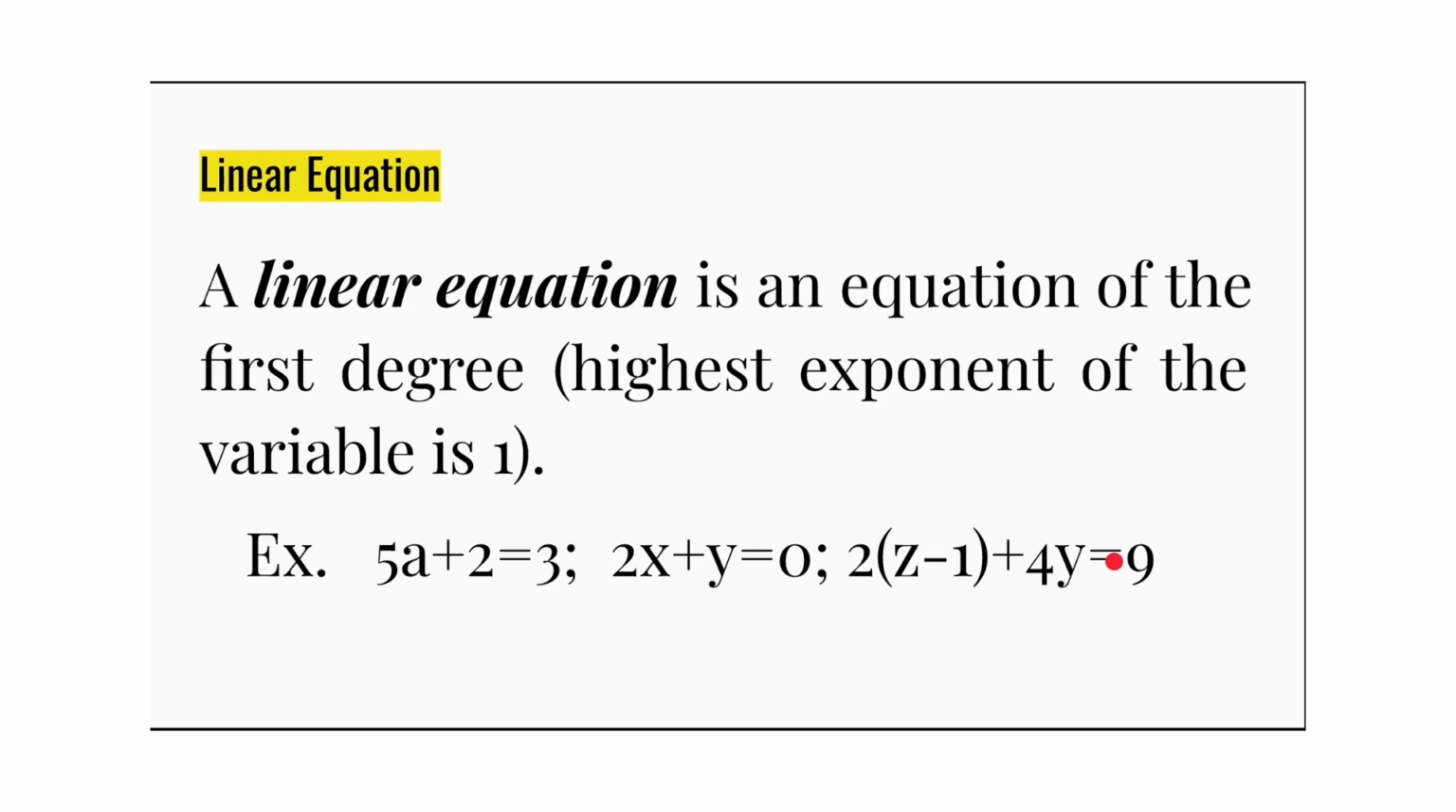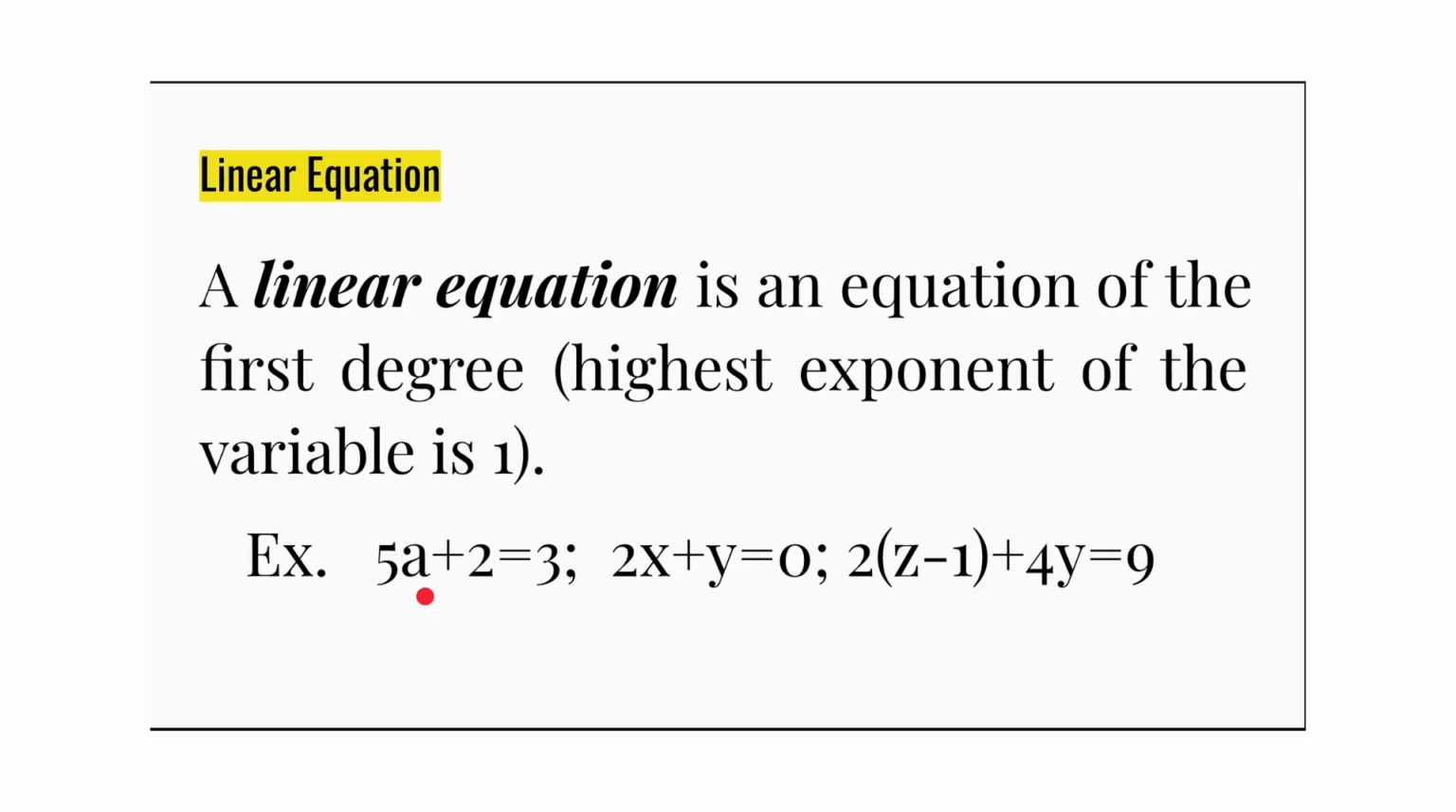Now, what does it mean if it's an equation in the first degree? It means that the highest exponent of the variable is 1. Let's try to check the example. 5a plus 2 equals 3. The variable here is a. As you can see, there's no exponent written.